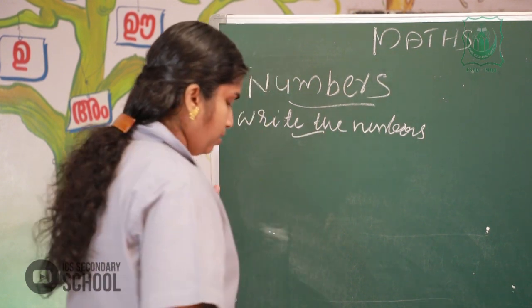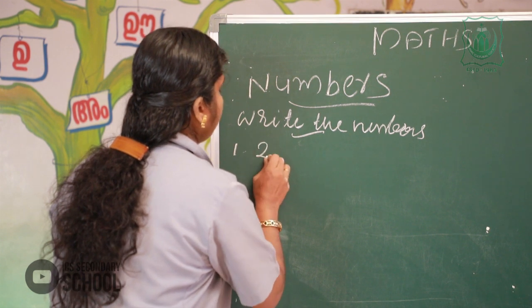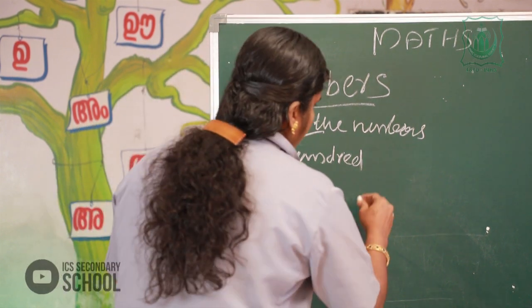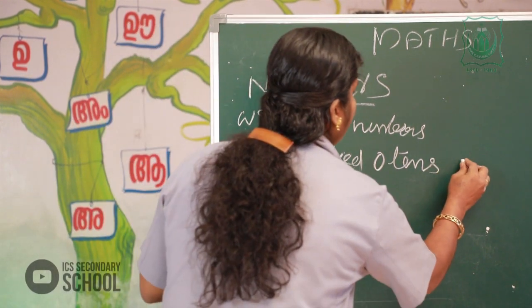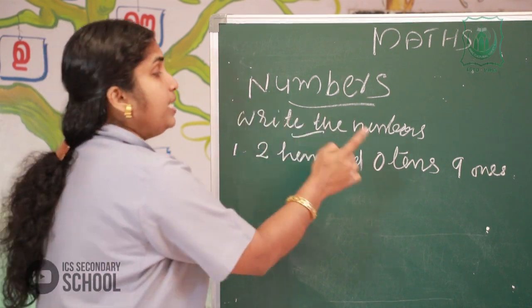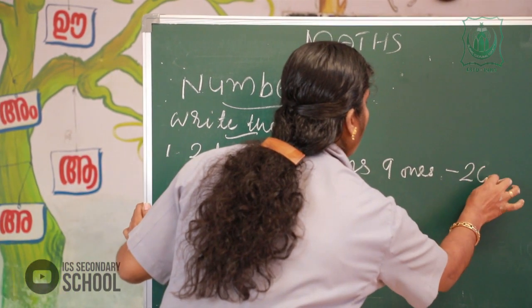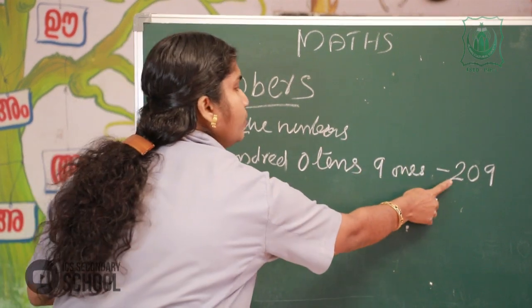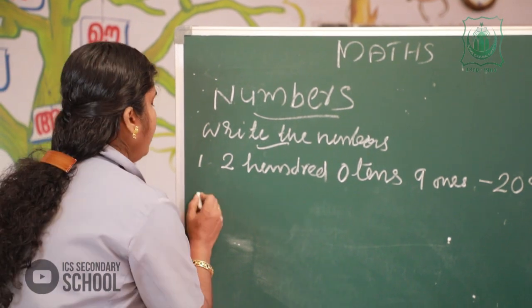Write the numbers. First one: 200, 0 tens, 9 ones. We get 209. 9 ones, 0 tens, 200 is 209.